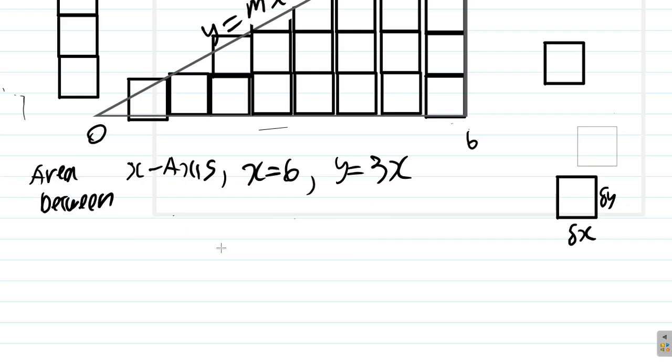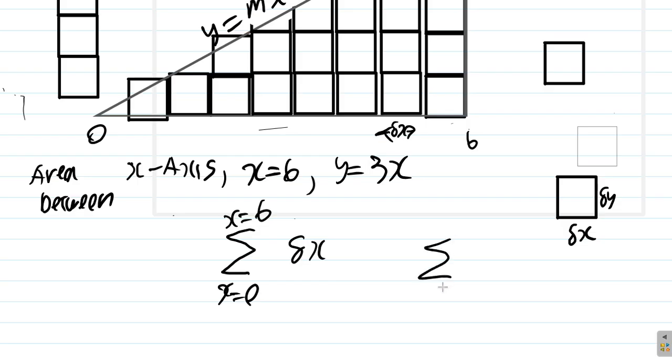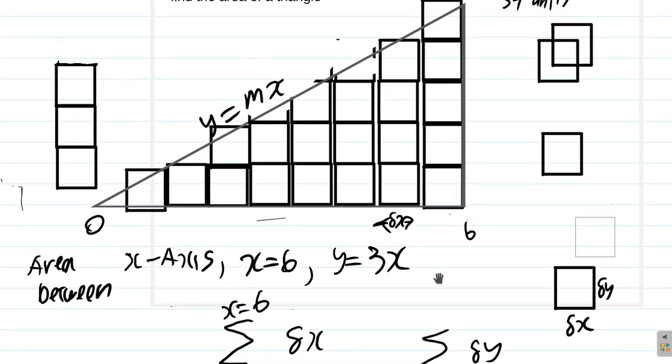Now, what you're doing is you're summing up from x equals 0 to x equals 6. And it is the width that you're summing up. The delta x is, right? So delta x. You're also summing up the height from y equals 0 up to a certain point, I'm not going to write it yet, of delta y. Now we're going to put these together, but what's going on here?